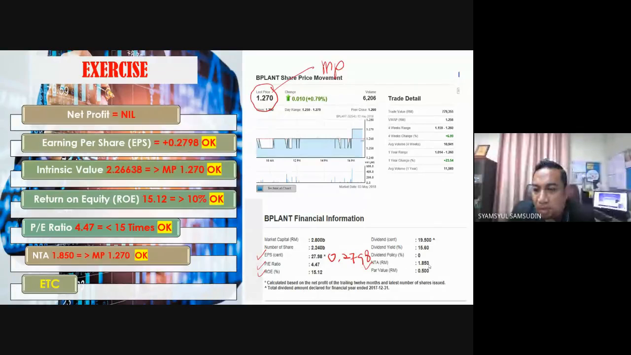NTA, they're giving you RM1.850. All right. It's bigger than market price. The last price here is 1.270. So for all those criteria, the company B-plan is good in terms of fundamental analysis. You can say the company has strong fundamentals because EPS is positive, intrinsic value is higher than market price, ROE is more than 10%, PE ratio is less than 15, and NTA is bigger than market price. So at least macam lulus lah. Dia punya kriteria semua lulus. Alright? Walaupun tak ada net profit, tak apa, tak ada masalah. So ada lain-lain kriteria yang menunjukkan company ni good in terms of the fundamental. Is it clear on that?